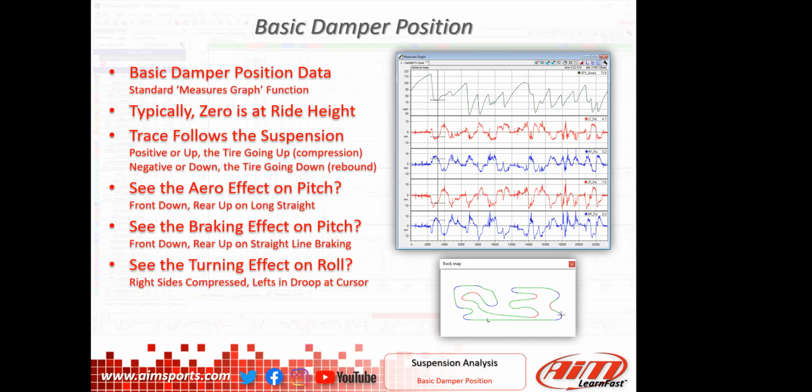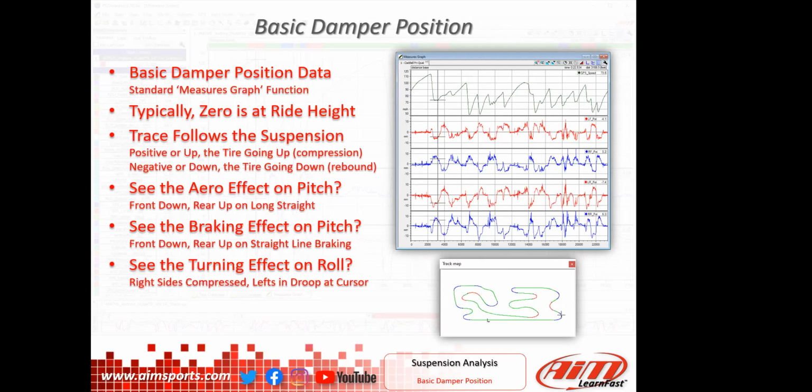Where we can look at the actual data traces. Let's start off with just some basic damper position data. I've got a speed trace here at the top. It's just my thing where I always have a speed trace so I can see if we're speeding up or slowing down. And then the next four traces here, I've got the left front potentiometer, that's the left front tire, what it's doing up and down, the right front, the left rear, and the right rear.